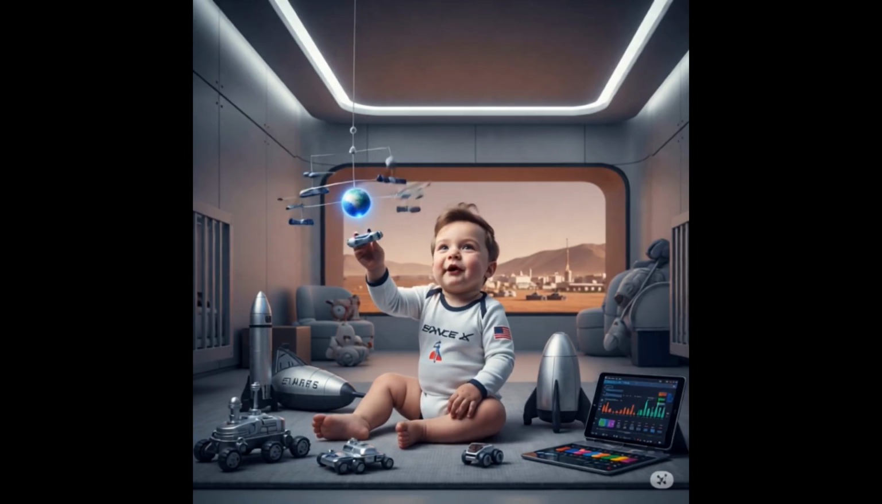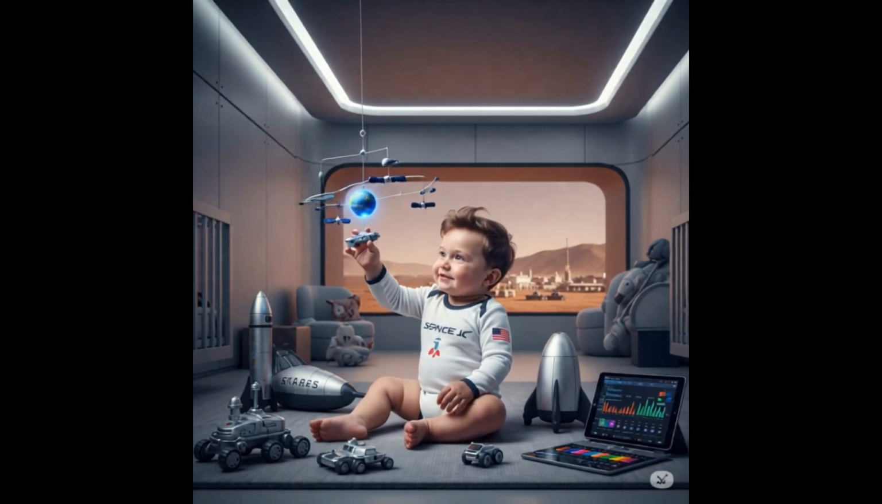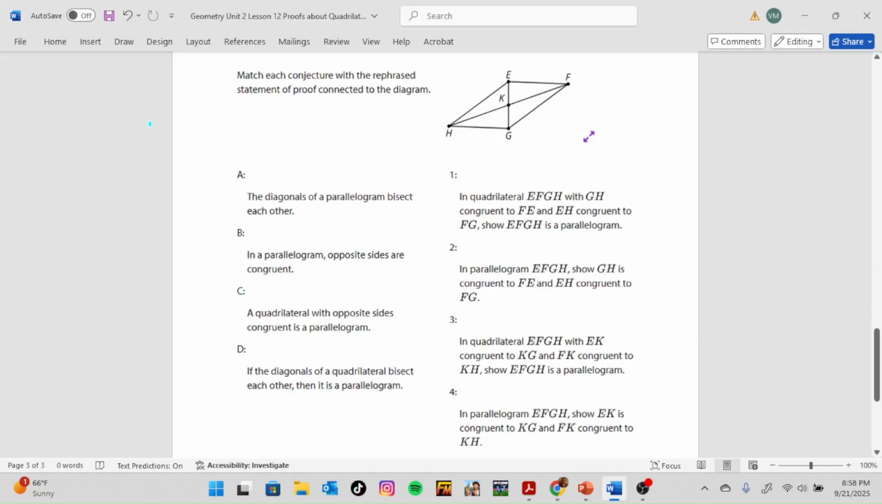We're going to solve this problem not because it's easy, but because we need to get to Mars. Practice problem number 3 wants us to match each conjecture on the left with the rephrased statement of proof connected to the diagram on the right.